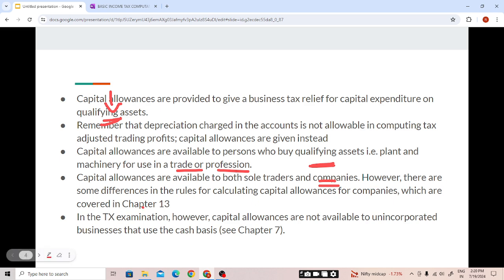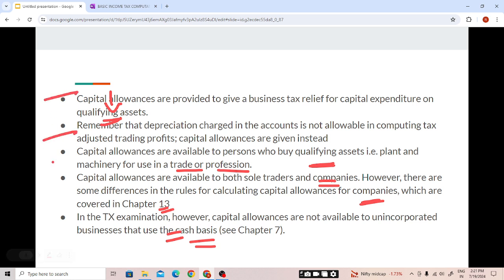However, there are some special rules for calculating capital allowances for companies, which are covered in chapter number 13. We will be seeing under chapter number 13 the capital allowance for companies. In today's session, we will be seeing the capital allowance for sole traders. In the tax examination, however, capital allowances are not available to unincorporated business that uses the cash basis. So students, capital allowance will not be available to unincorporated business which uses the cash basis.